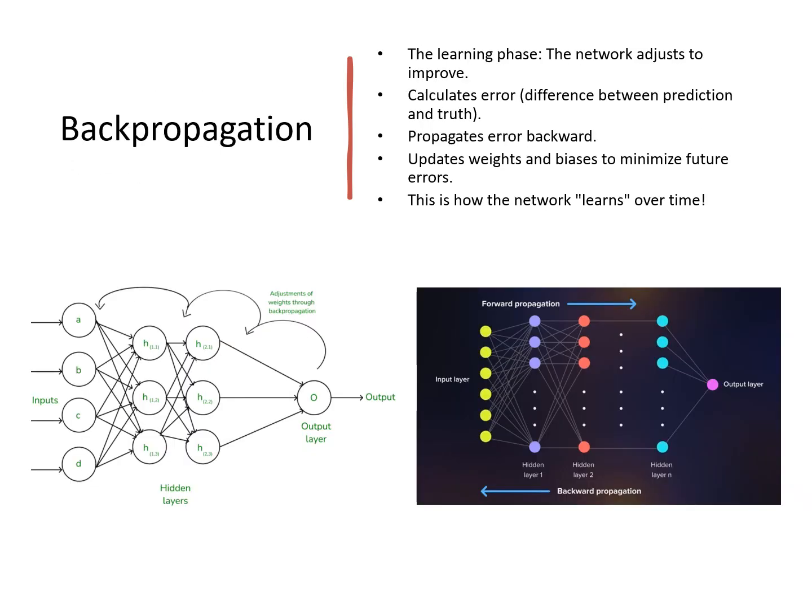Backpropagation. Backpropagation is the learning phase. First, the network calculates the error, the difference between its prediction and the actual correct answer. Then, this error is sent backward through the network. The weights and biases are adjusted to reduce future errors. This process repeats again and again, and that's how neural networks learn over time.